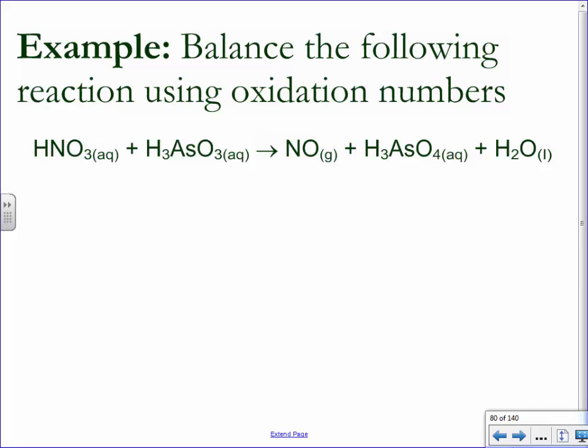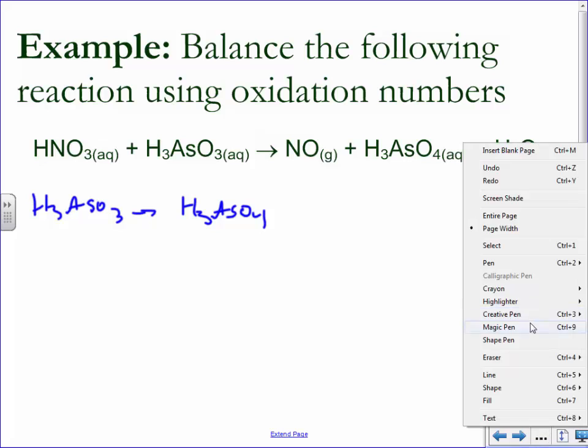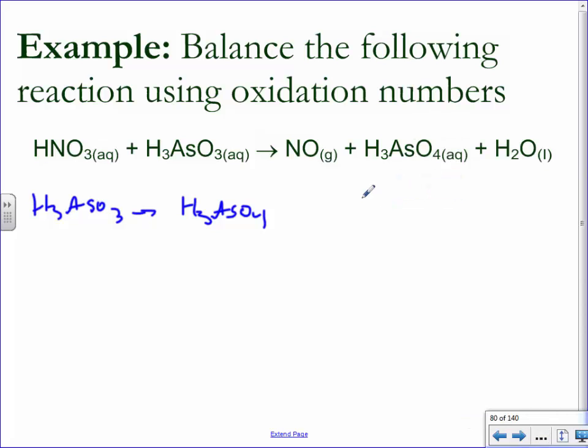You could try the method that we just did before. Let me walk you through what you would do if you tried the previous method. You would write out in blue H3AsO3 and have it turn into H3AsO4. Don't write this, by the way. In green, you would write out HNO3 turning into NO.